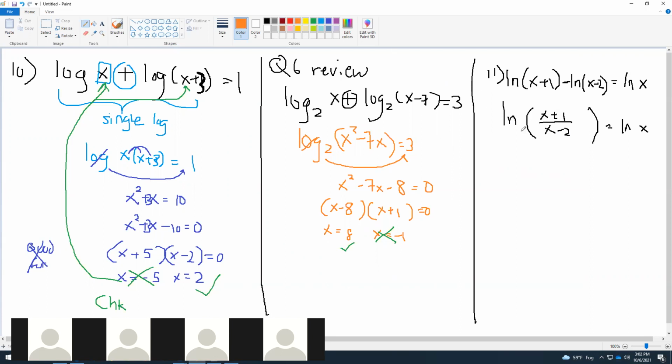Can someone tell me what base this is when you move? E. Yep, the E. And do you know the ln disappears when you put the base? Do you know what happens when you have E and ln? They cancel. So what you have left is just x plus 1 over x minus 2, and this all equals x. Now, do you guys know how to solve this kind of equation? I don't like the denominator, so what do I do? Times it over here, right?